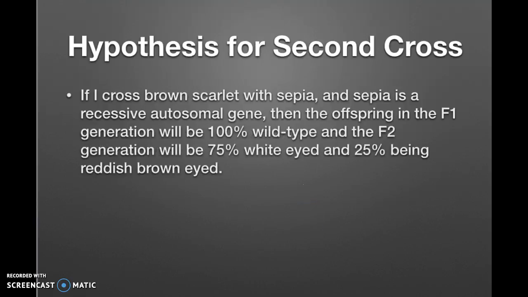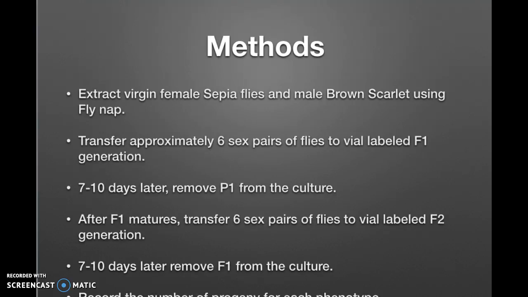and female sepia. My hypothesis for the second cross was if I cross brown scarlet with sepia, and sepia is a recessive autosomal gene, then the offspring in the F1 generation will be 100% wild type, and the F2 generation will be 75% white-eyed and 25% reddish brown.